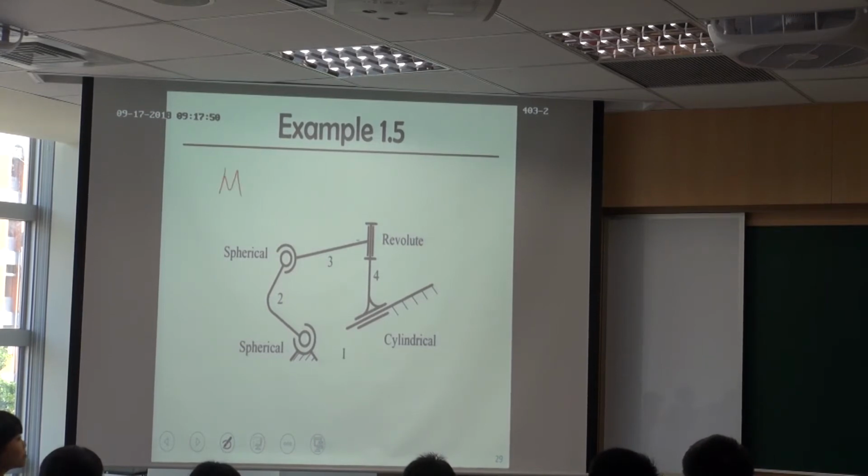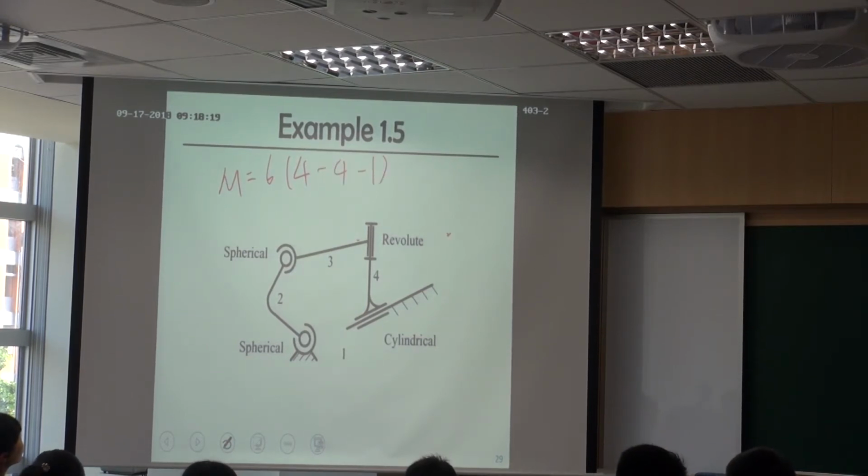So let me write down the equation. We have 4 links. We also have 4 joints. It labels all the joints for you. There are spherical joints, this one is a revolute joint, and this one is a cylindrical joint. So also 4 joints, and minus 1 for the ground link.